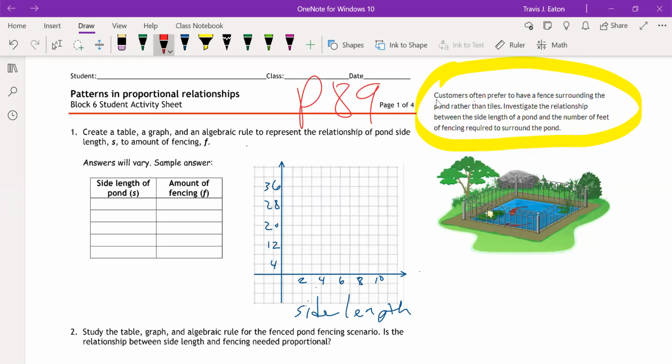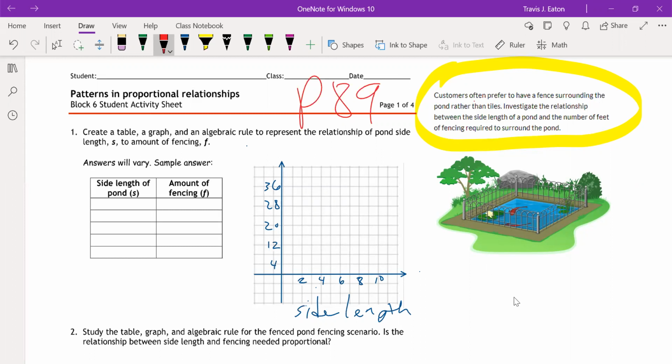So right here it says customers often prefer to have a fence surrounding the pond rather than tiles because they don't want kids falling in. So we're going to investigate the relationship between the side length of a pond and the number of feet of fencing required to surround the pond.